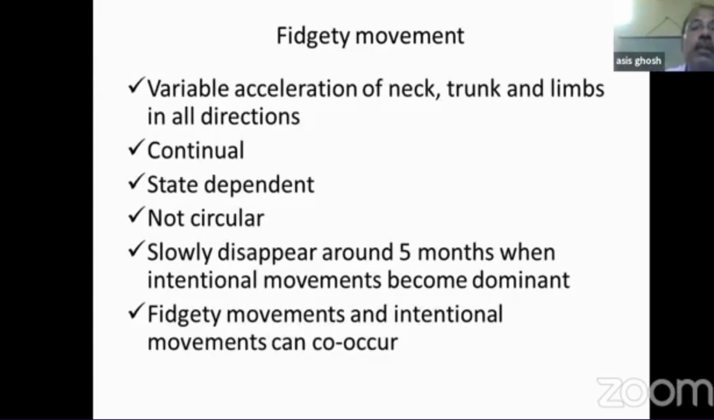So fidgety movements have variable acceleration. They occur continuously and are state dependent, but are not circular. They slowly disappear around 5 months when intentional movements become dominant and cortical maturation starts taking place. Fidgety movements and intentional movements can co-occur. I will show you a video of fidgety movement.